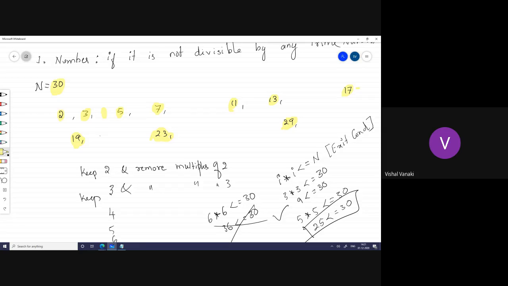Are we correct? Yes. Right? Yes, sir. So this is the easiest way of generating prime numbers up to a given number. So let us see how we can implement this logic.